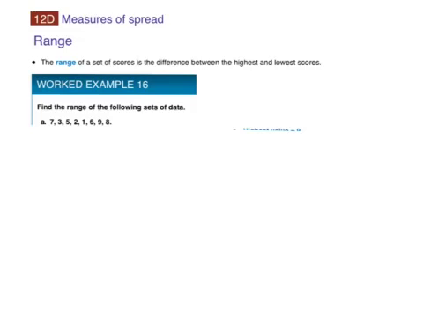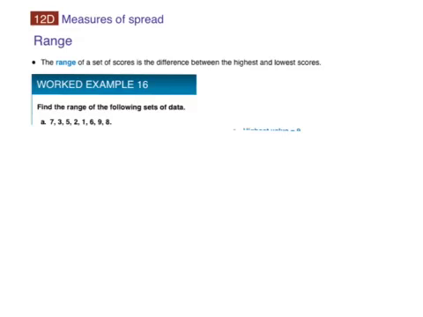Next topic is measures of spread. Now, when we are trying to get the measure of a group of data, we look at its range. Basically, the range is just the difference between the highest and the lowest score of a set of scores. The best way to demonstrate this is to do an example.